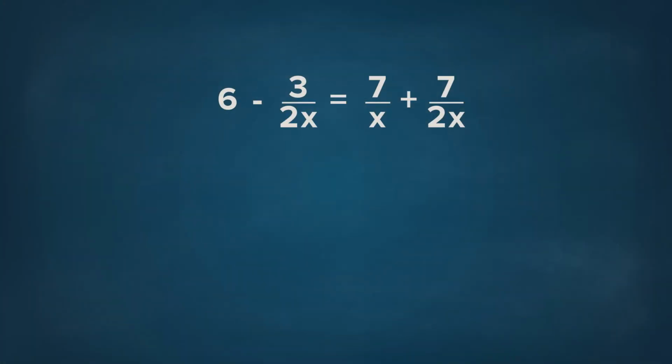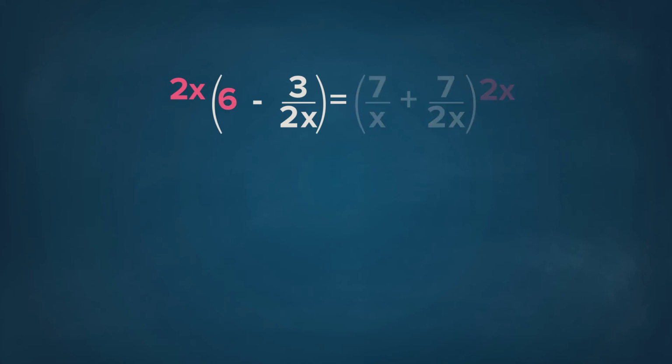A quick look at the denominators in this equation tells us that the only value not allowed for x is 0. With that in mind, let's solve the equation. We'll start by finding the least common denominator of the fractions in the equation. It's 2x, so we multiply both sides of the equation by 2x.